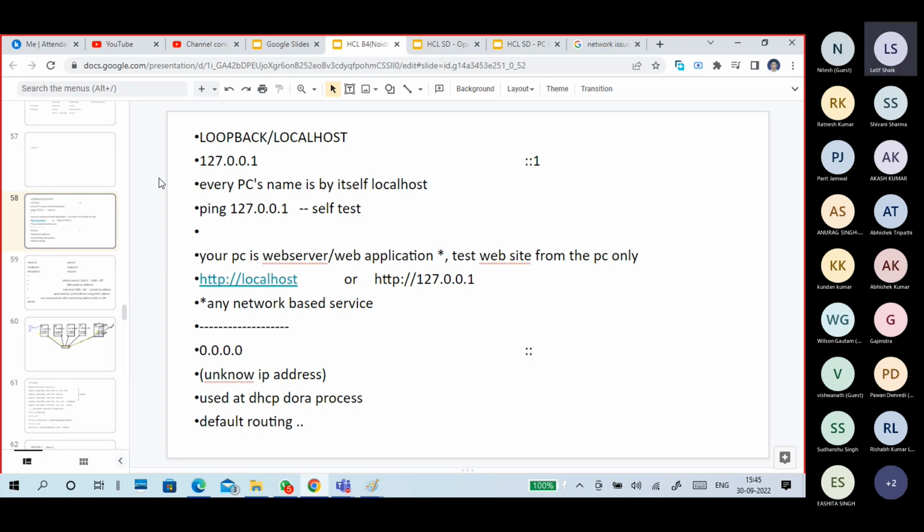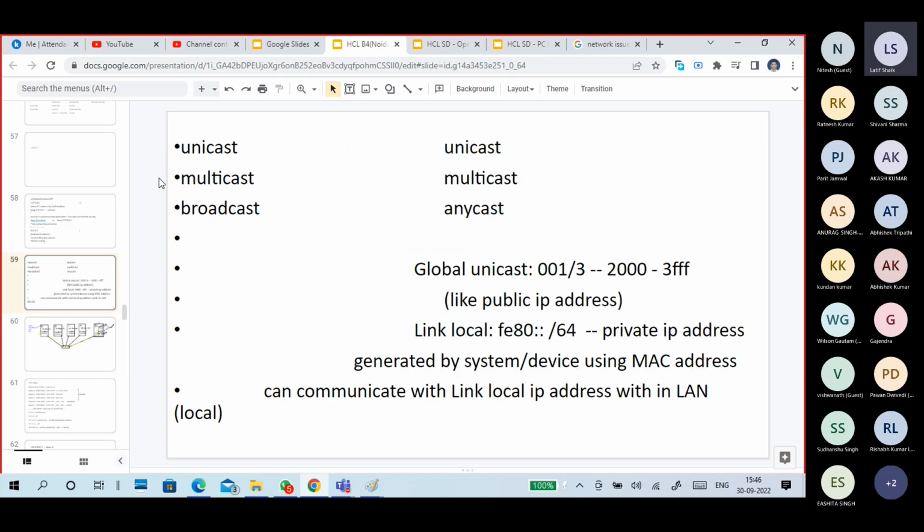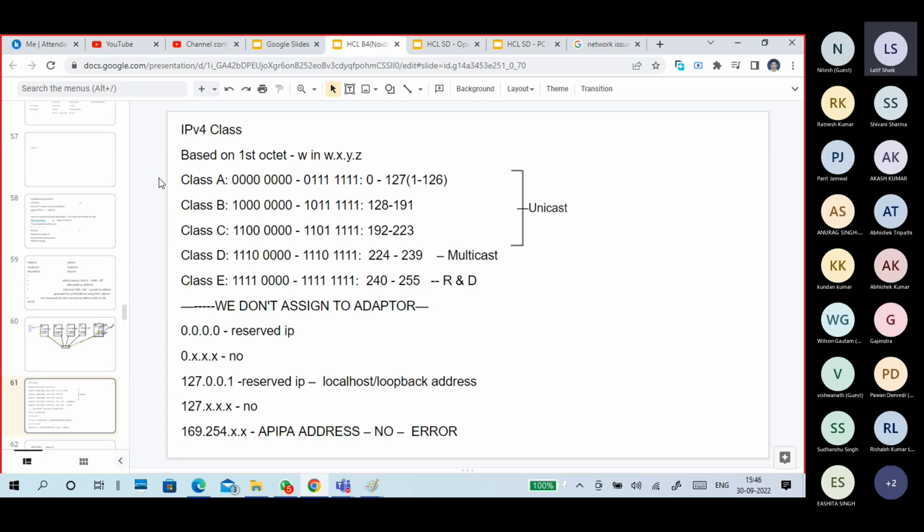Another type of IP address is 0.0.0.0. It is an unknown IP address and is also used for the DHCP DORA process and default routing. So we use this address 0.0.0.0. Guys, in IPv4 we have unicast, multicast, and broadcast kinds of IP addresses.